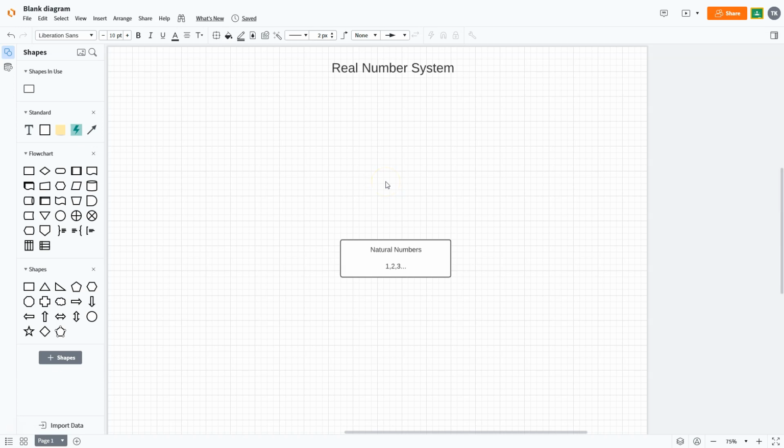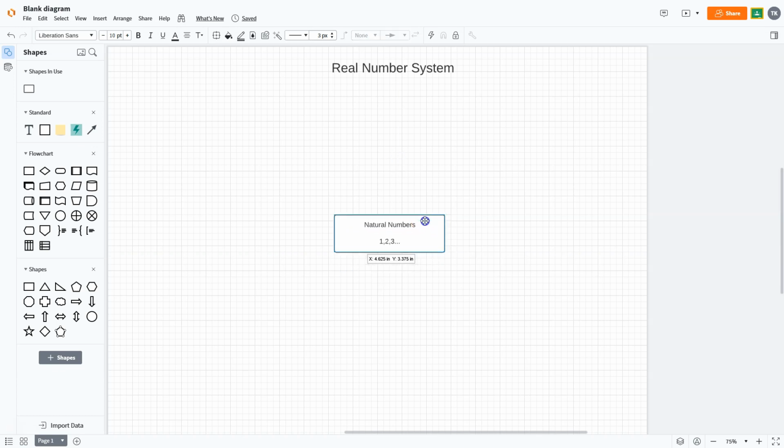When we talk about sets and containment, the real number system is a really easy, accessible example of how these ideas fit together. So let's go through the parts of the real number system.